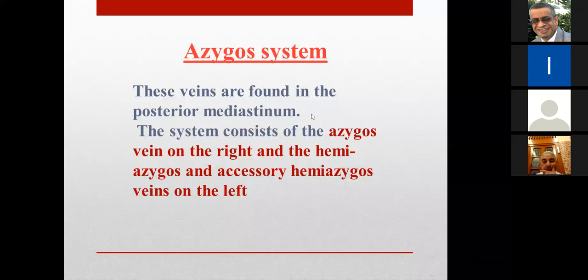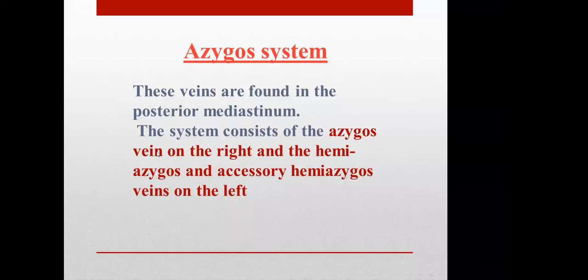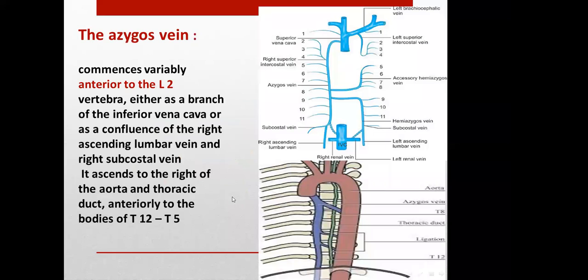The azygous system is composed of the azygous vein on the right and the hemiazygous and accessory hemiazygous on the left. First is the azygous vein. This one is the azygous vein on the right side, and this is the accessory hemiazygous, and this is the hemiazygous on the left.